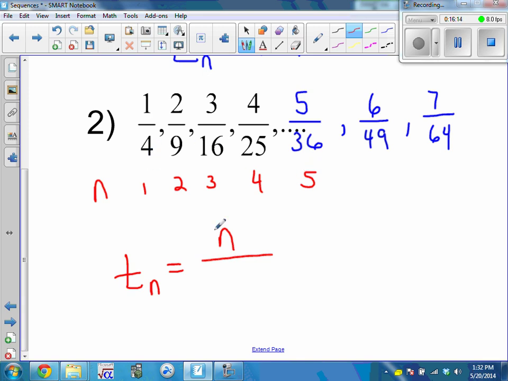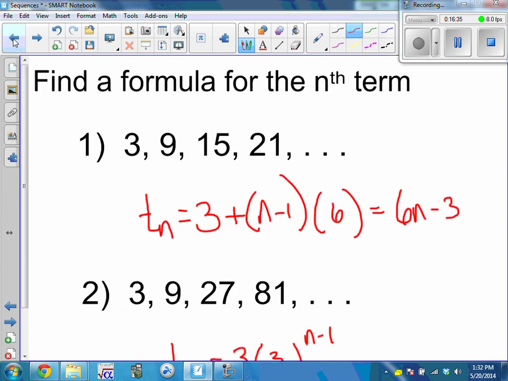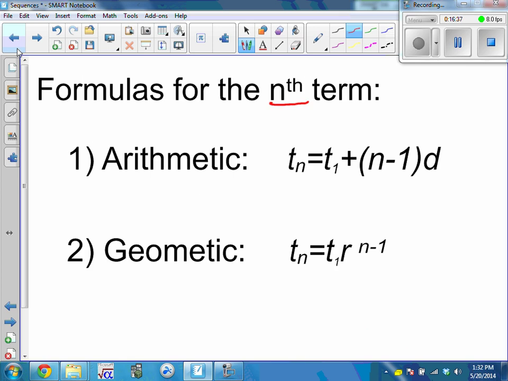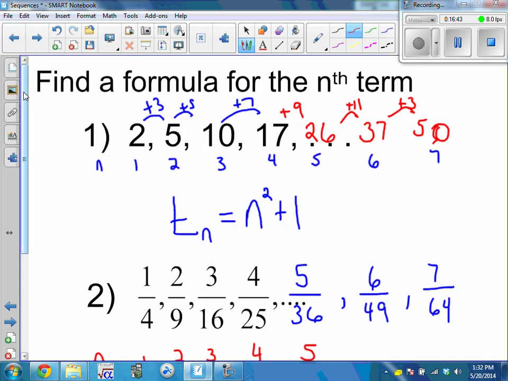The bottom are my perfect squares. But if I'm on 3, the bottom is 4 squared. If I'm on 4, the bottom is 5 squared. So I need n plus 1 squared to be my formula. So when they're not arithmetic or geometric, I can't just use these nice formulas. If they are, that's great. But if there's something else, I got to try to figure out what's the pattern to get my formula.